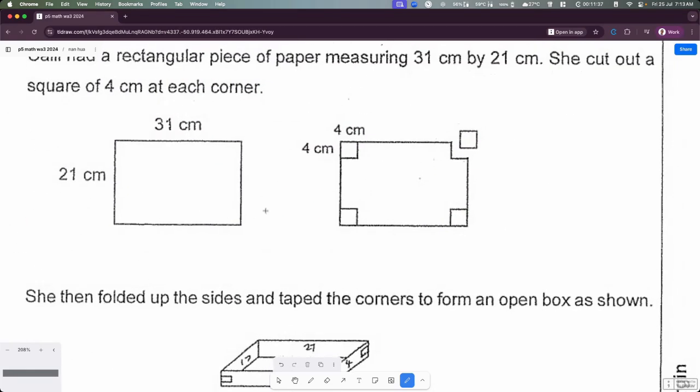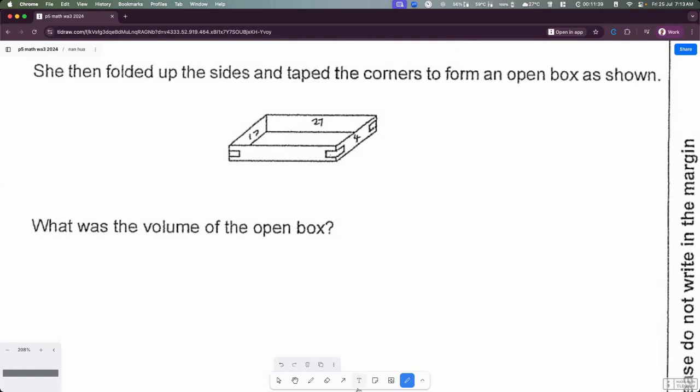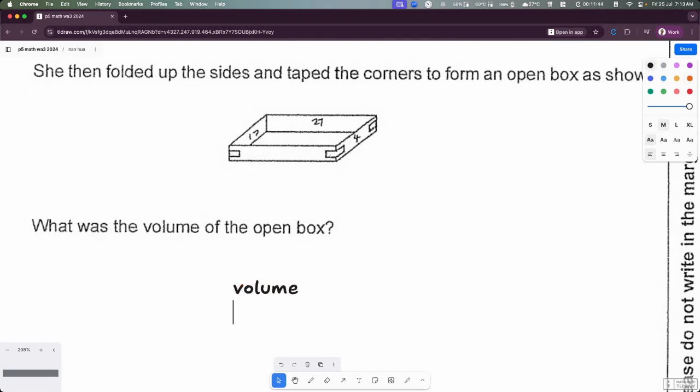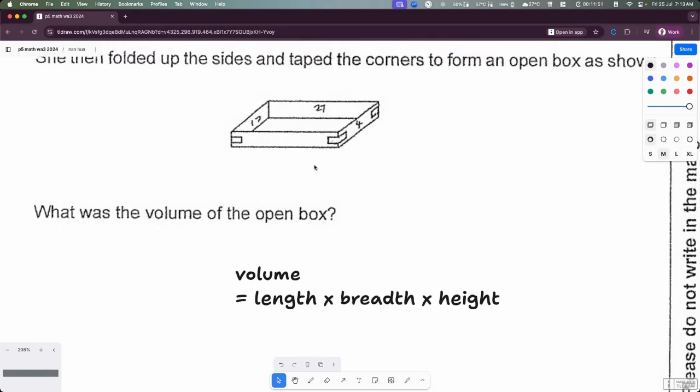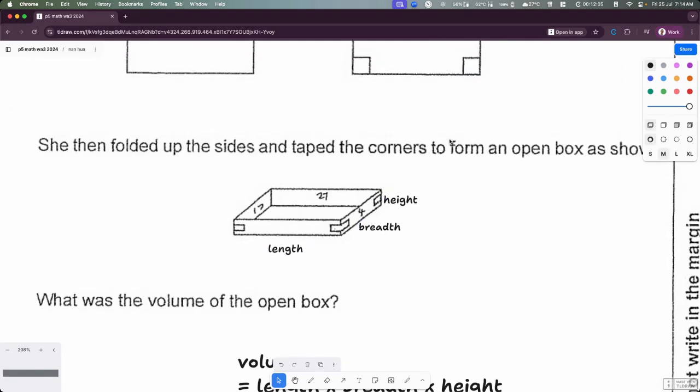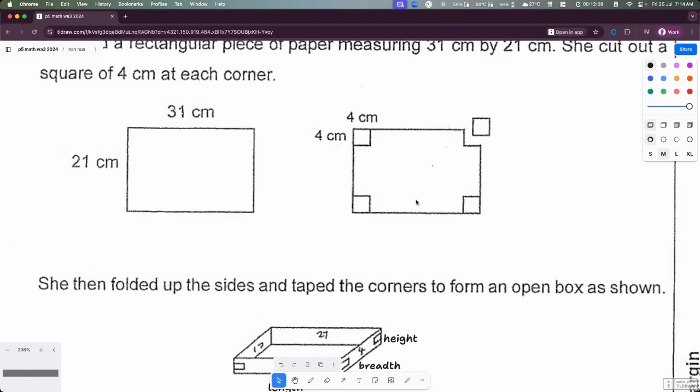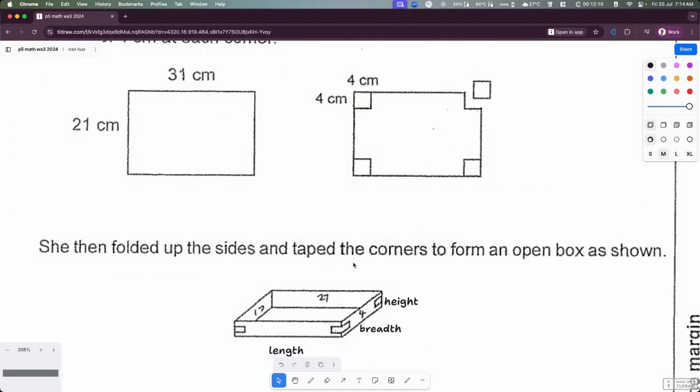Okay, so what we're going to do is we actually need to get the volume, right? So volume is equal to the length times breadth times height. Essentially you want to get the length, length times breadth, and then times height in this case over here. Okay, so how are we going to measure this? In a way we kind of have to visualize what's the length and breadth and height.